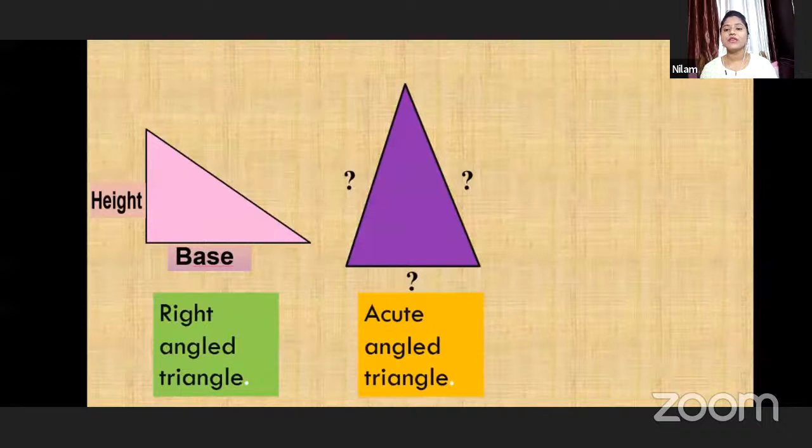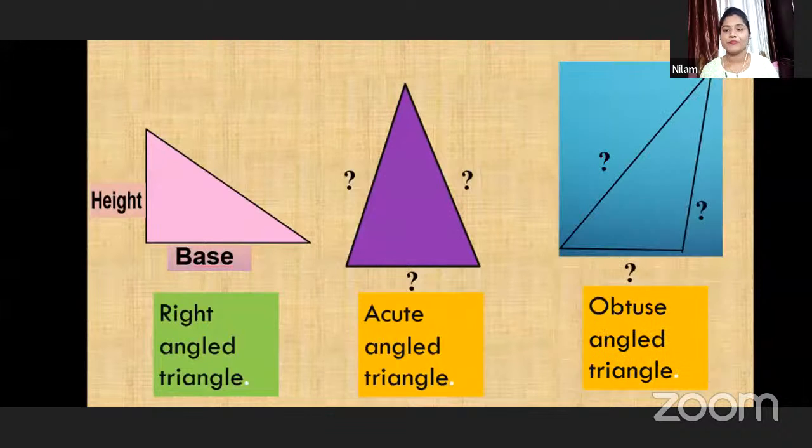The next we can see is the acute angled triangle. Who will tell me the meaning of an acute angled triangle? Can anyone tell me the measure of all the angles of an acute angled triangle? Yes, Aditi, you can say. Less than 90 degrees. Yes, the measure of each angle of an acute angled triangle is less than 90 degrees, and of a right angled triangle is 90 degrees.